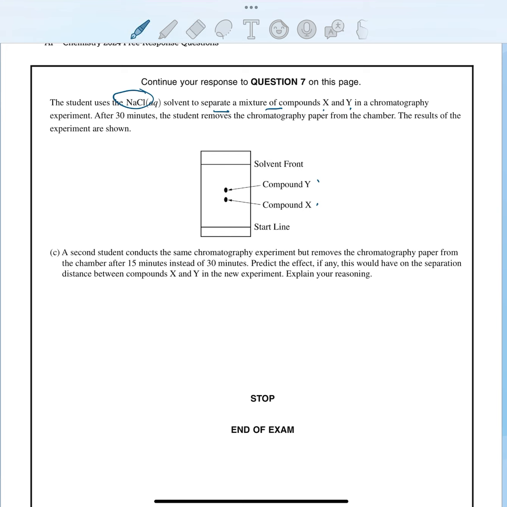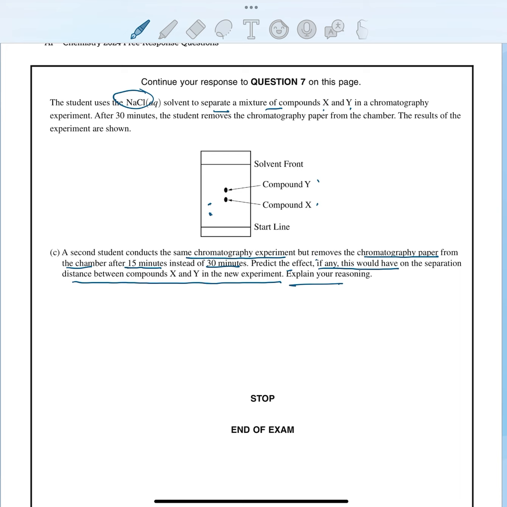Okay, so what does this question say? It says that a second student conducts the same chromatography experiment but removes the paper from the chamber after 15 minutes instead of 30 minutes. Predict the effect, if any, this would have on the separation distance between compounds X and Y in the new experiment and explain why. I would think that they wouldn't travel as far simply because they were not in the aqueous solution for long enough.